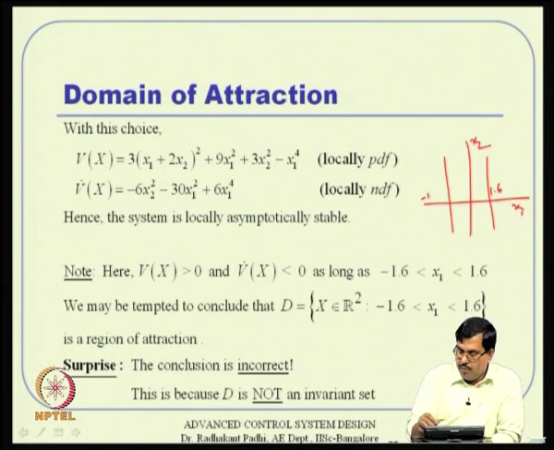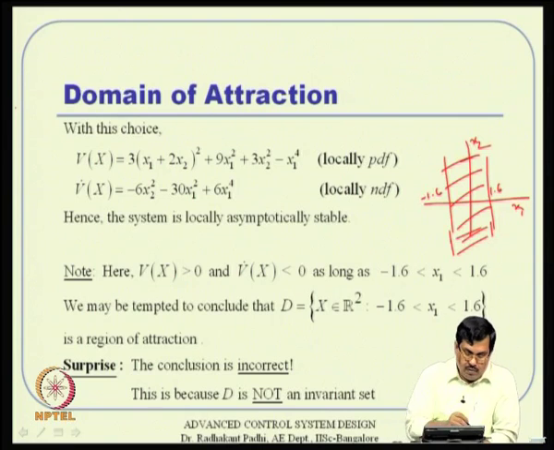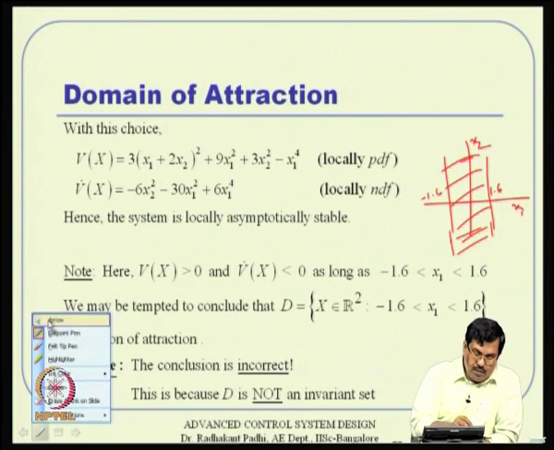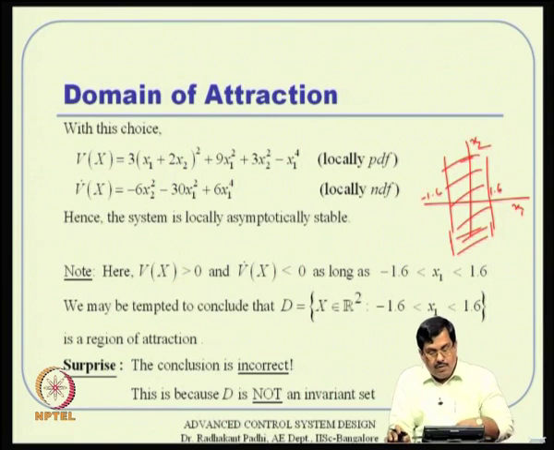Okay, minus 1.6 here. So, it tells you, okay, I will define this region. In this particular region, an infinite stripe, it appears that V dot is negative. So, we are very tempted to conclude that in this region V dot is negative all the time, and this is my domain of attraction. But the conclusion turns out to be incorrect, and we will see the correct thing.